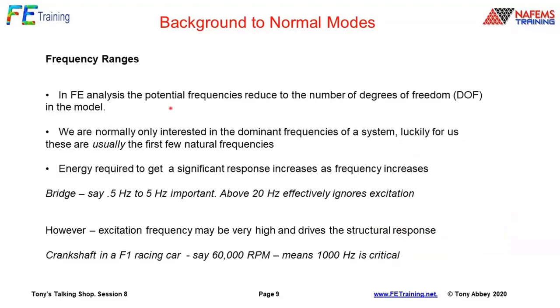So in FE analysis, the potential frequencies, which are infinite, are reduced to the number of degrees of freedom in a model. But obviously, if we've got 1,000,000 degrees of freedom, I could ask for 1,000,000 modes. That would be a crazy thing to do. Luckily, we're normally only interested in the first few dominant frequencies. There are some exceptions to this, such as acoustics and so on. But basically, for main structural mechanical systems, going up to about 50 frequencies is probably a lot. So it's usually the first few natural frequencies.